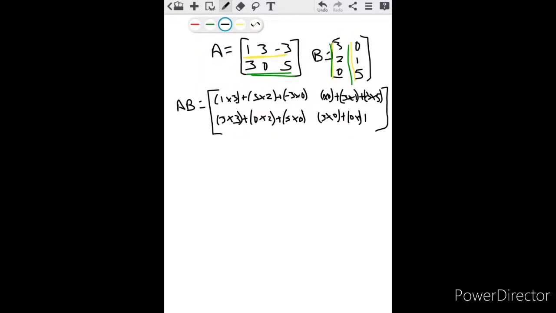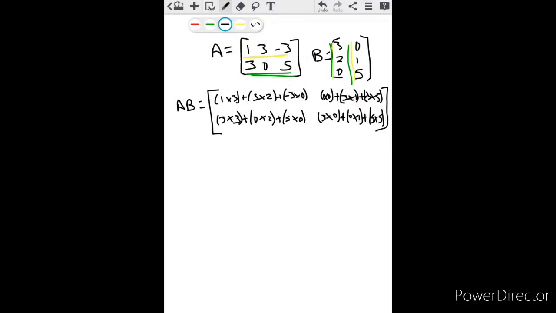Sorry, let's just erase and write it back. Plus 0 multiplied by 1. Plus 5 multiplied by 5. Then we now need to simplify this.